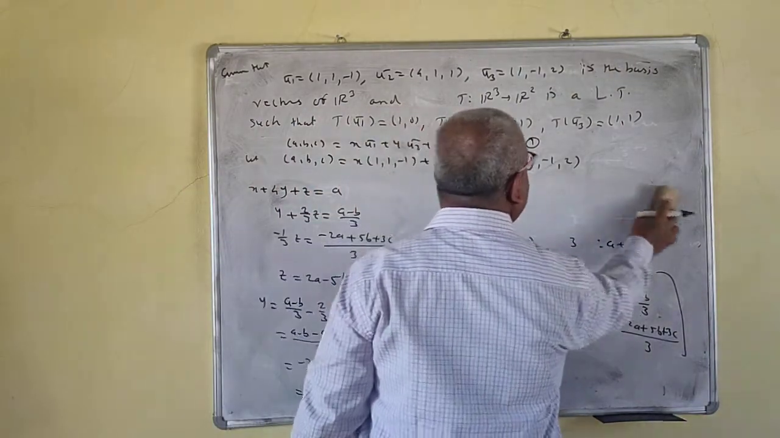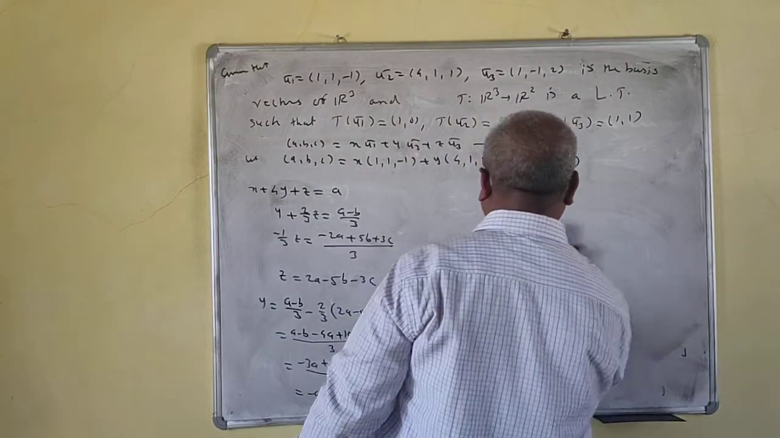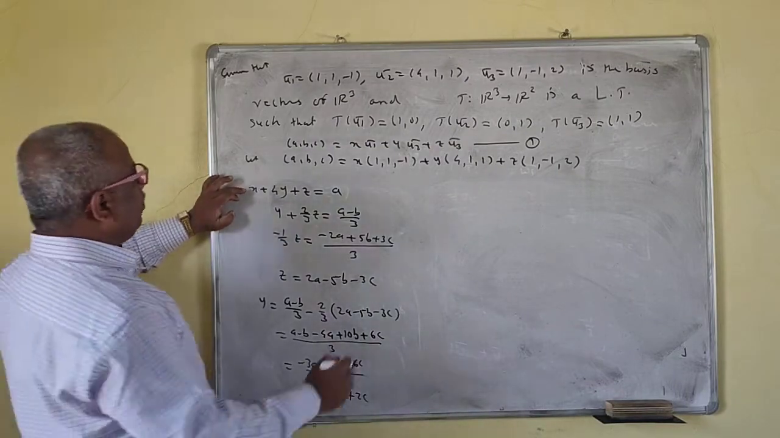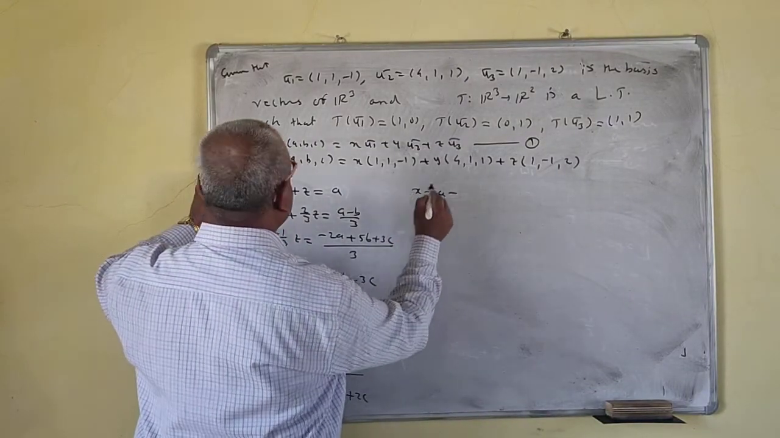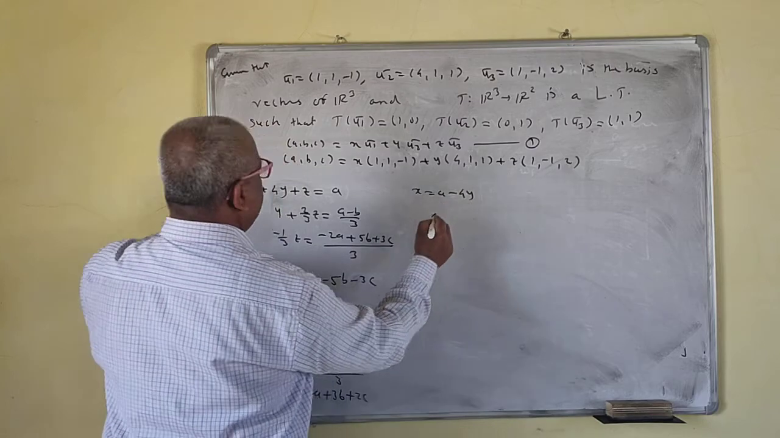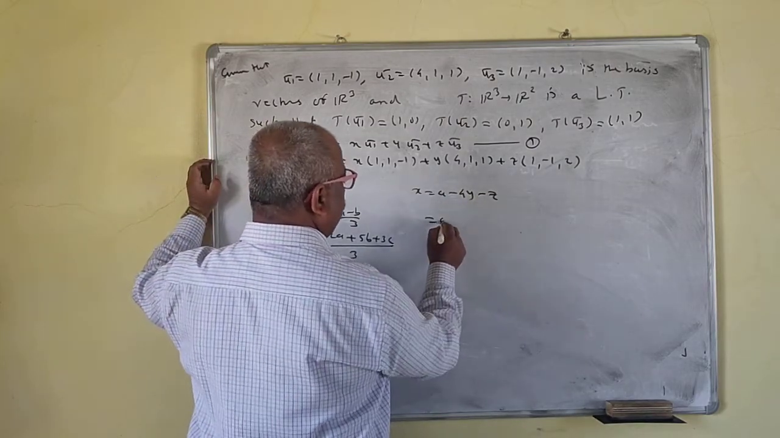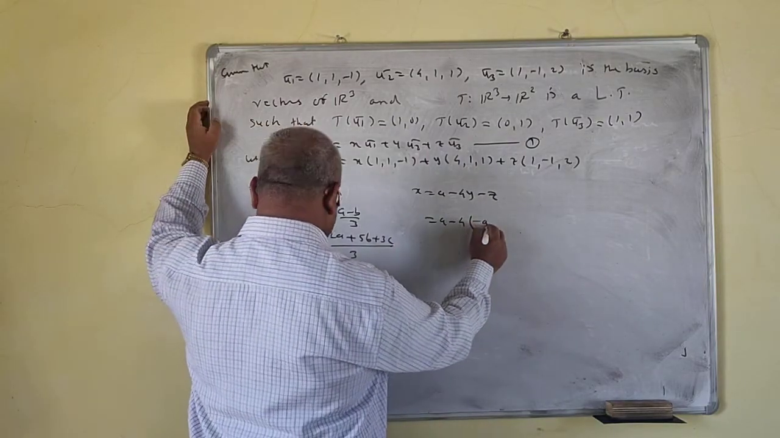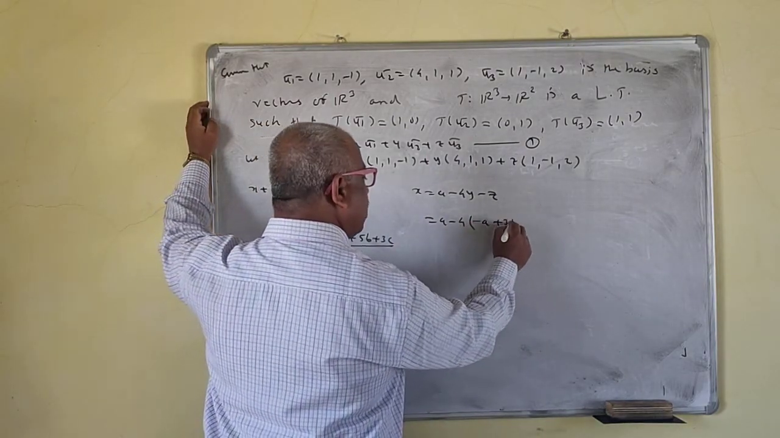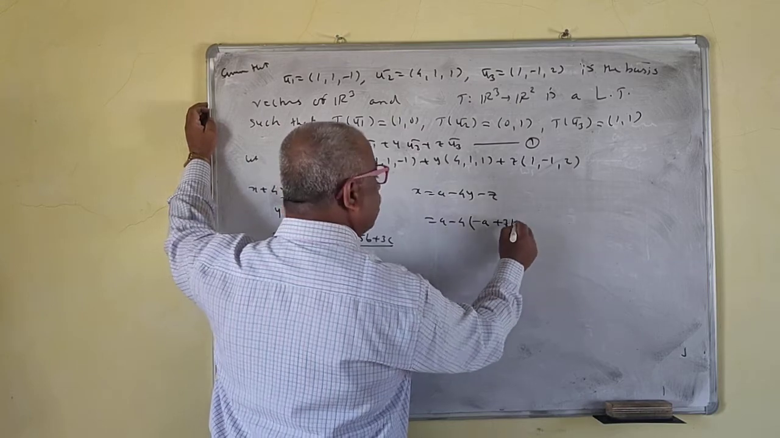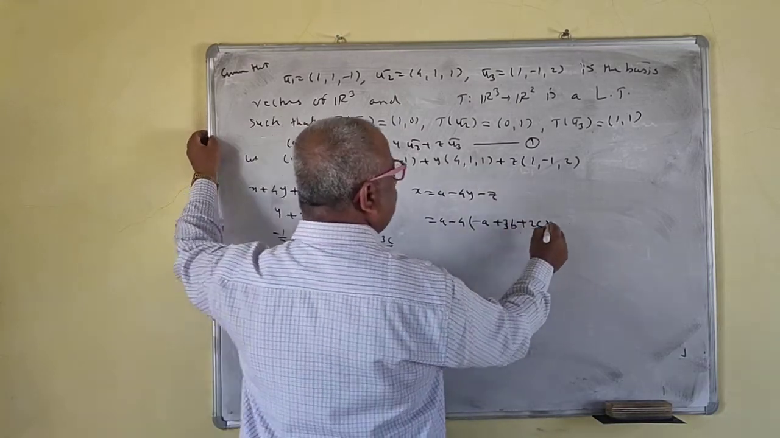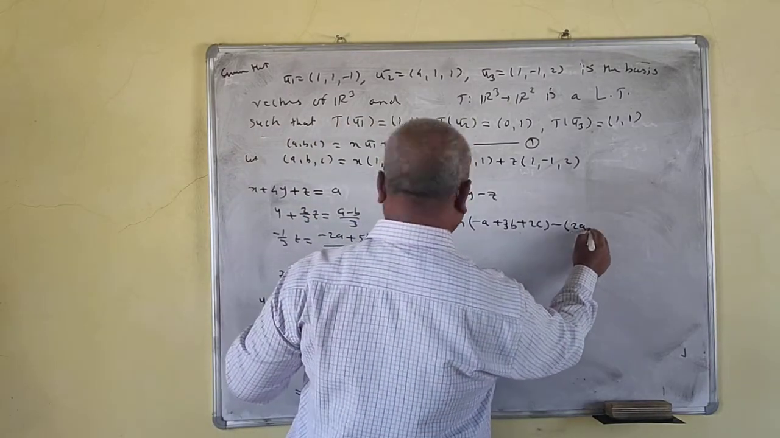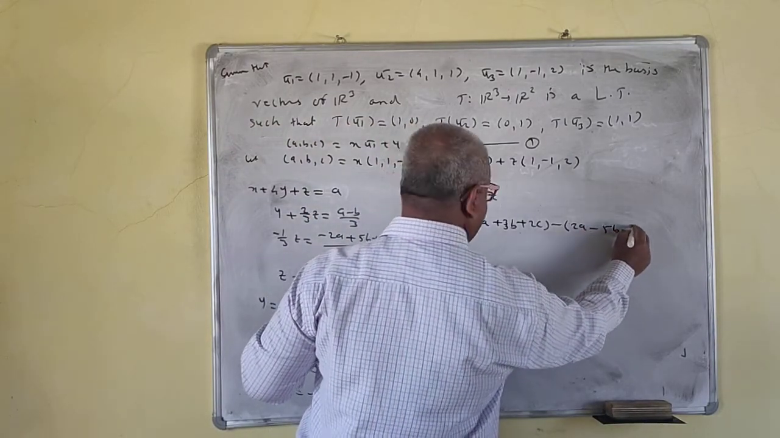Now we have to find the value of x. x is equal to a minus 4y minus z. So a minus 4 into y, where y is minus a plus 3b plus twice c, minus z, where z we just calculated: twice a minus 5b minus 3c.